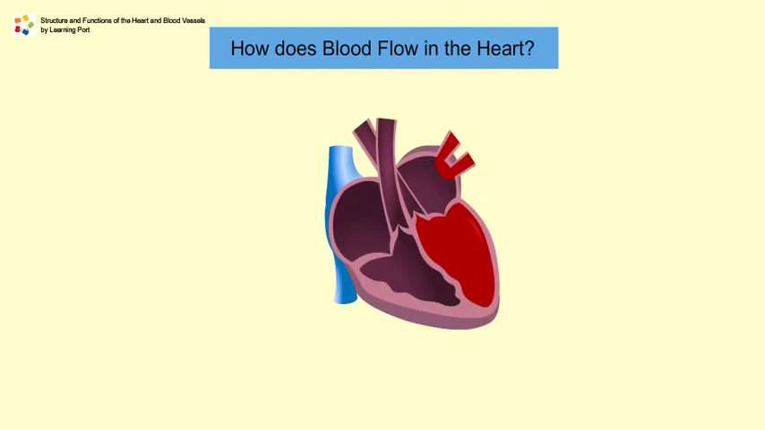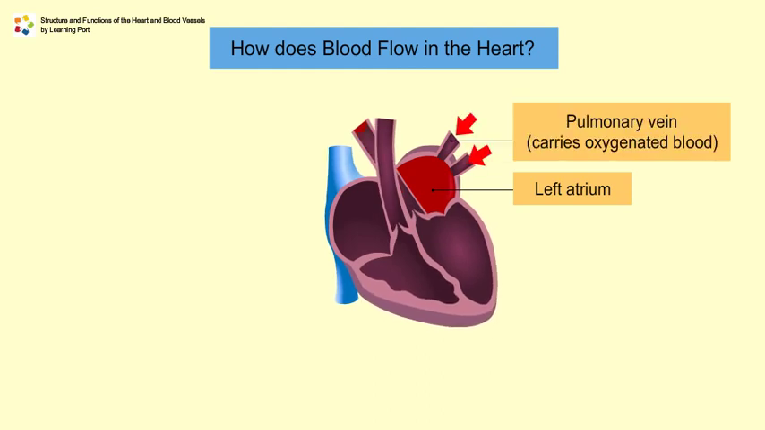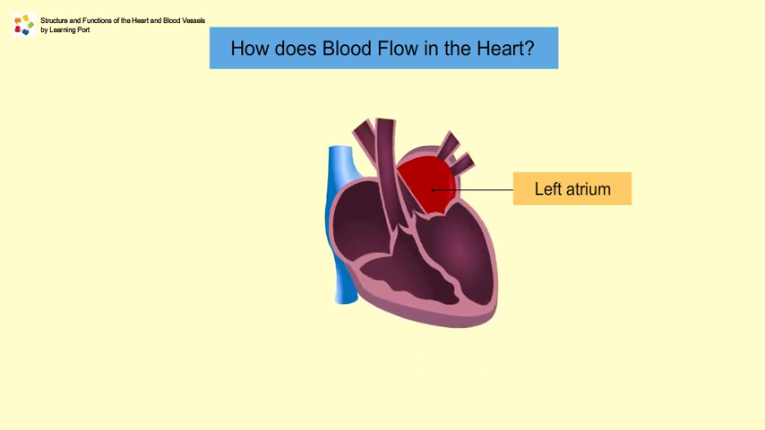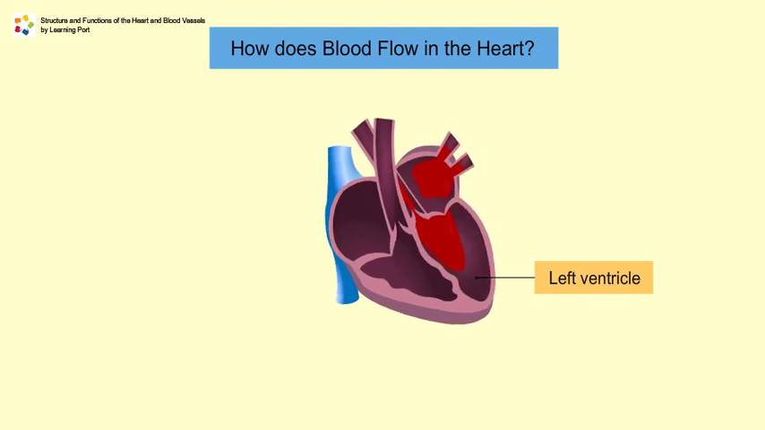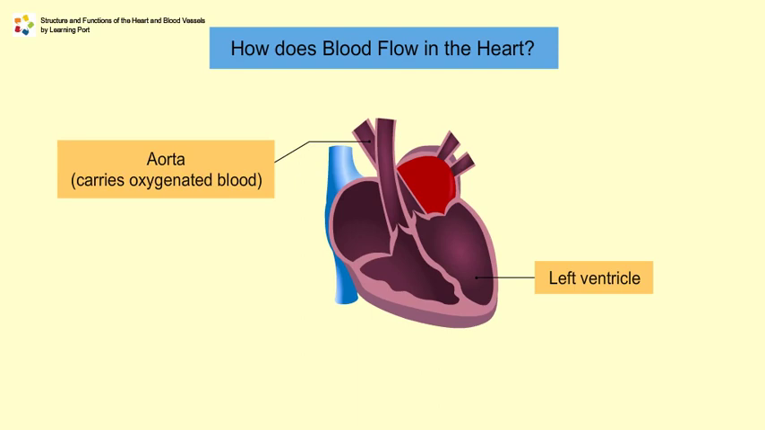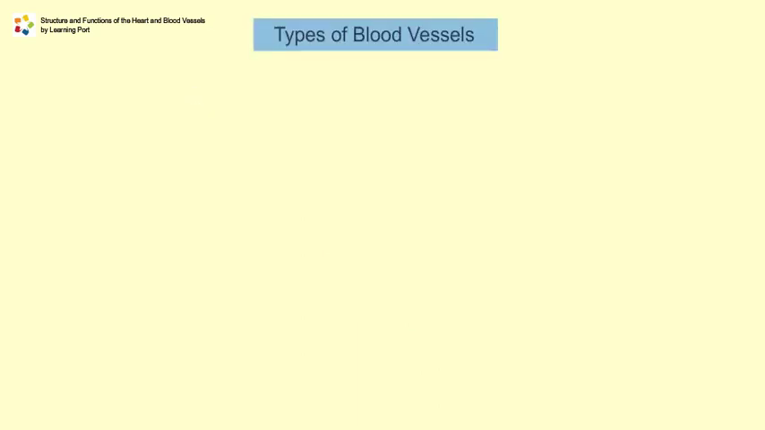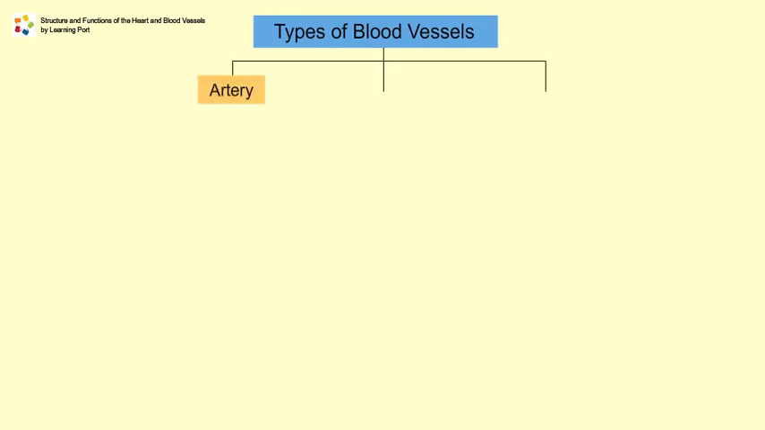Oxygenated blood from the lungs is transported into the left atrium via the pulmonary veins. The left atrium contracts, and blood is then forced into the left ventricle through the bicuspid valve. When the left ventricle contracts, oxygenated blood is pumped into the aorta, and blood is transported to all parts of the body. There are 3 main types of blood vessels in our body: artery, capillary, and vein.